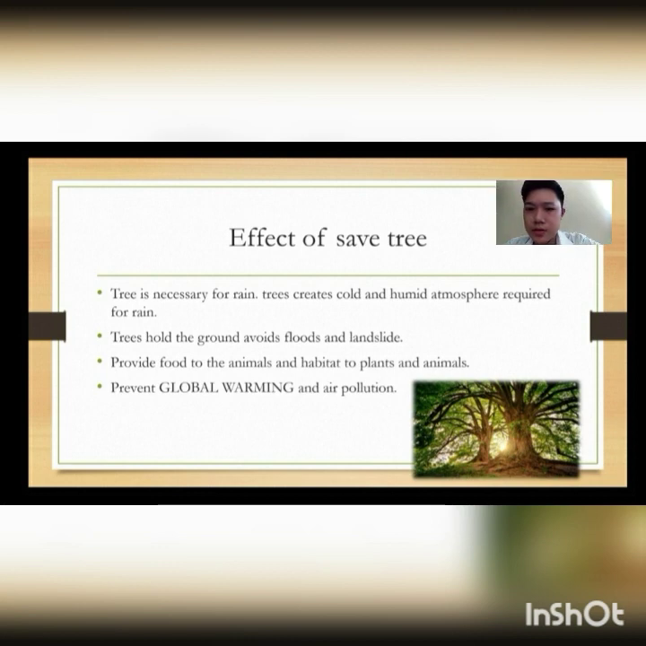Effect of saving trees. The effect of saving trees is that trees can create a cool and humid atmosphere required for rain. Other than that, trees are important to hold the ground to avoid floods and landslides. Trees can also provide food to the animals and prevent global warming and air pollution.